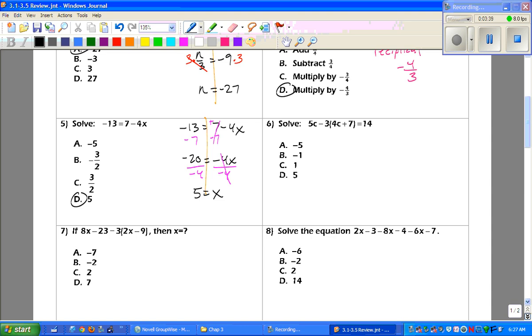All right, number 6. We need to distribute that -3. So -3 times 4 is -12c. -3 times 7 is -21. Okay, we need to combine our like terms, which is the 5c and the -12c, which gives us -7c minus 21 equals 14. Draw that line. Add 21 to both sides. -7c equals 35. Divide by -7. C equals 5.